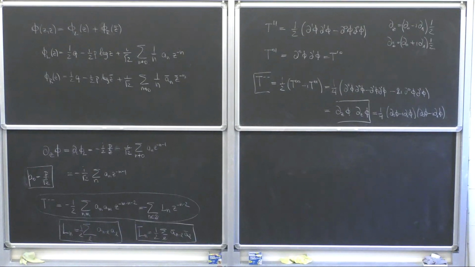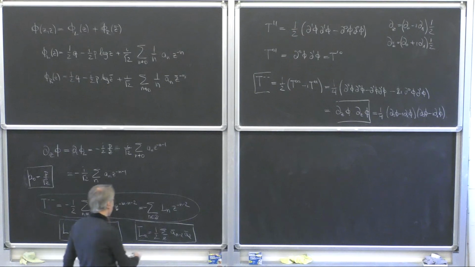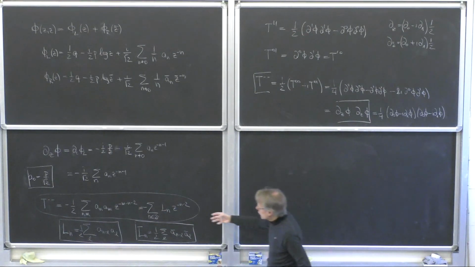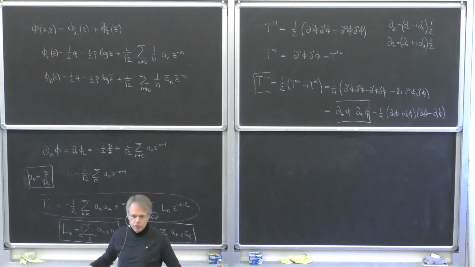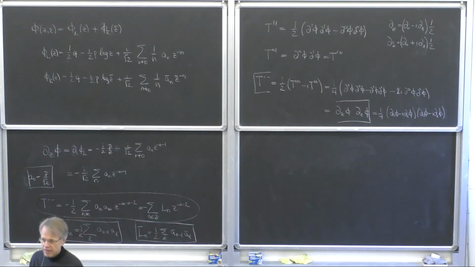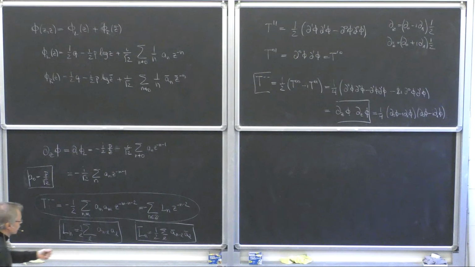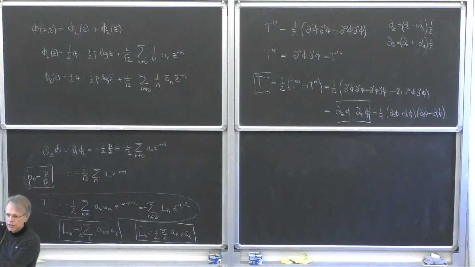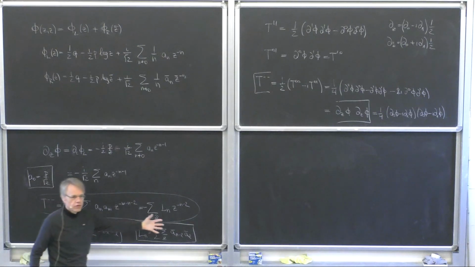But in order to do that, I have to quantize this, so I can take commutators. If I did this classically, I would have to calculate the Poisson brackets: you would calculate a Poisson bracket of this generator with the field, and you would see that it induces the corresponding conformal transformation. But I don't want to go into classical field theory and Poisson brackets, so we are going to quantize it.